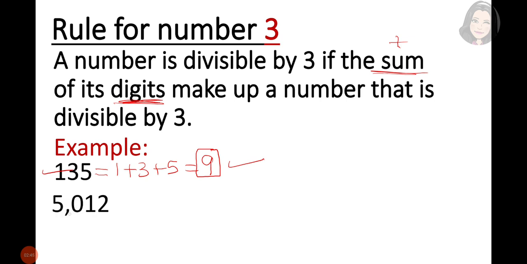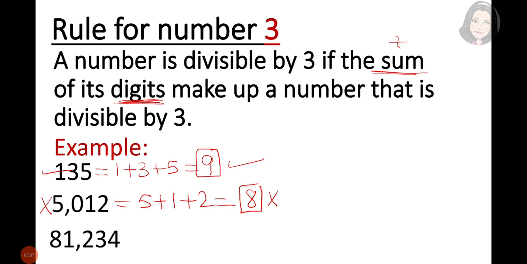Let's look at another example. 5012. Start by adding the digits and skip the 0. 5 plus 1 plus 2. 5 plus 1 is a 6. 6 plus 2 is an 8. If you divide the number 8 by 3, you're going to get a remainder other than 0, meaning that it's not divisible by 3, so the whole number 5012 is not divisible by 3.